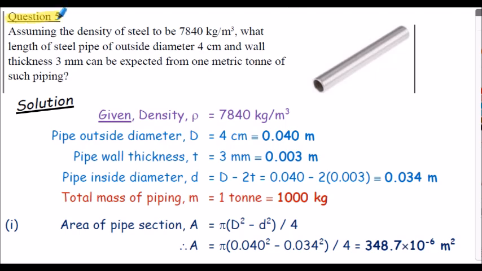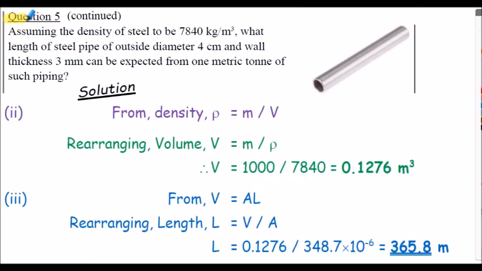Question 5, solution. So we're given in the question the mass density of the steel. We're given the outside diameter of the pipe. Again, convert the dimensions to meters because the mass density is in terms of meters cubed here. Wall thickness is stated, so from that we can find the inside diameter of the pipe. This particular question has stated the total mass of the piping, M, it's 1 ton. Don't forget, a ton is 1,000 kilograms. So we can work out the area of the pipe section from our standard formula here, inserting the above dimensions to calculate the area in terms of meters squared.